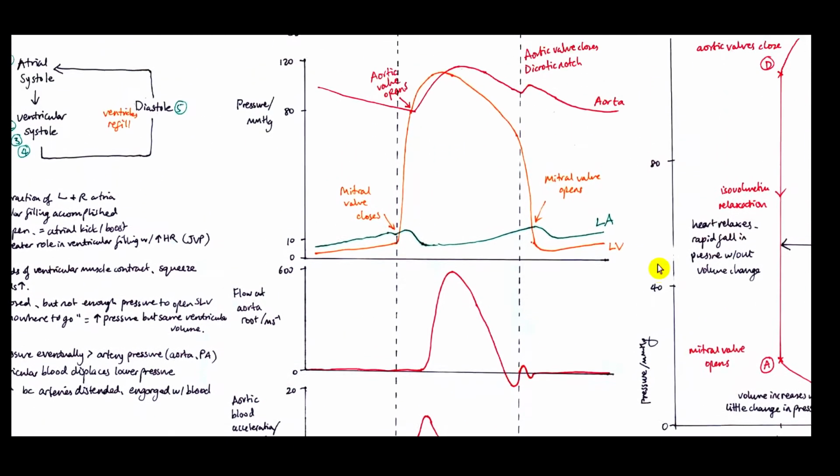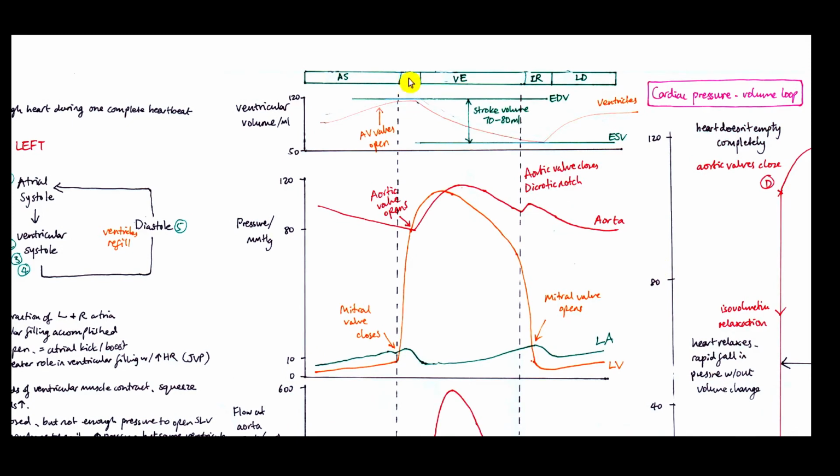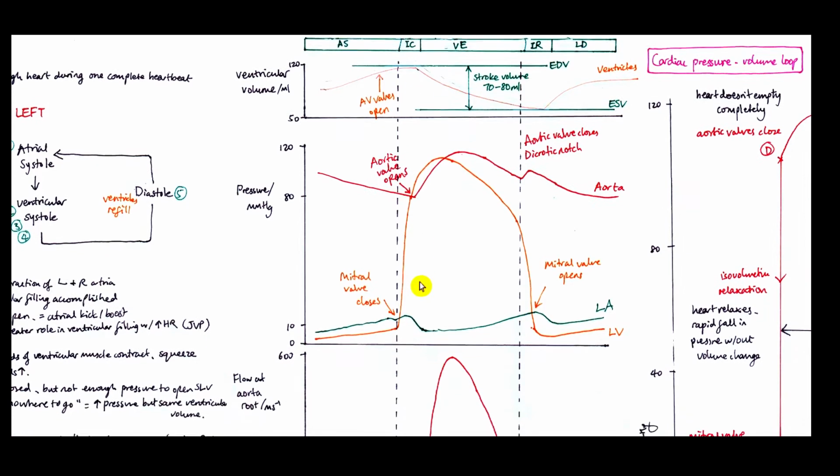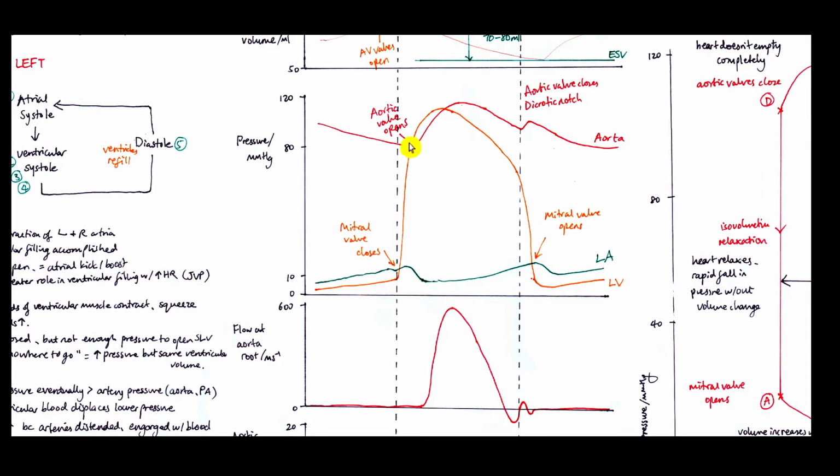So you can see this stage here. The ventricles are full, and they're not losing any volume because it's isovolumetric. Whereas here, you can see that the left ventricle pressure is increasing very fast, and at the end of it, the aortic valve will open, but at the moment, no valves are open.